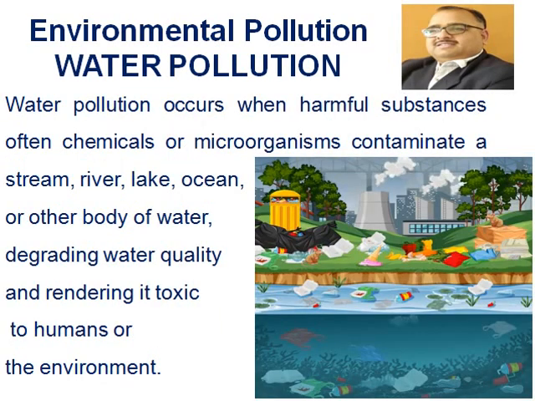Now the second type is water pollution. Water pollution occurs when a harmful substance, often a chemical or microorganisms, contaminates streams or rivers, lakes, oceans or other bodies of water, degrading water quality and rendering it toxic for humans and the environment.